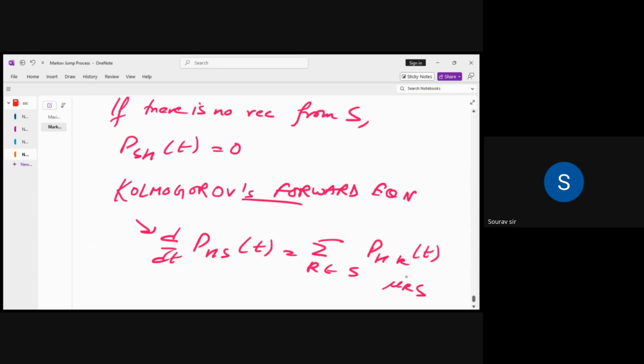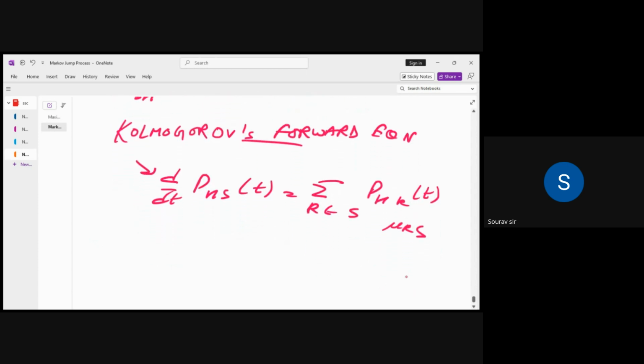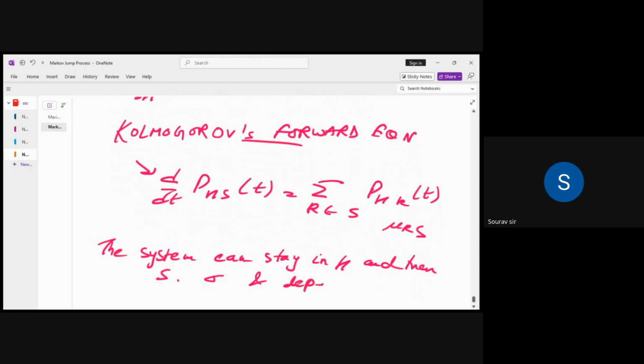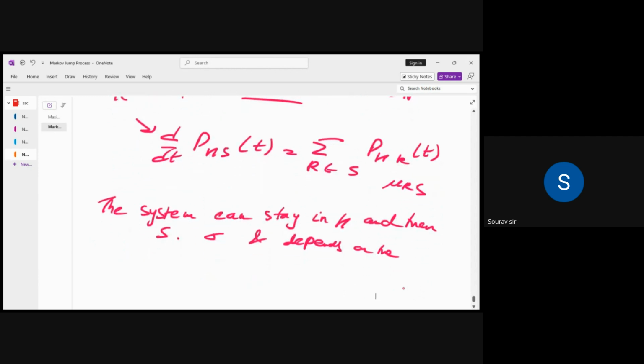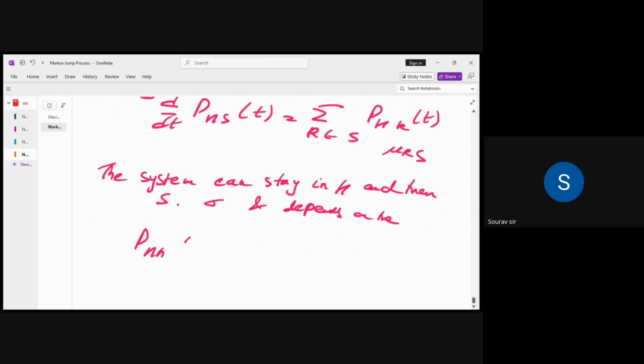So here we will identify the relevant transition. That is, the system can stay in H and then it will transition to S. This occurs at a rate of theta, and it depends on the probability of staying in H. So that is PHHT, the probability.